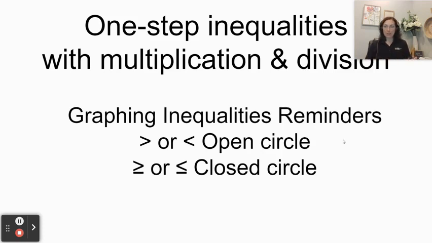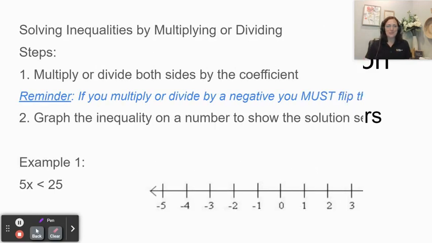In this video, we're going to be looking at solving one-step equations using multiplication or division. And just a couple of reminders before we jump in: if we have greater than or less than, we know that's an open circle on the graph. If we have greater than or equal to or less than or equal to, we know that's a closed circle. So let's dive into a couple of problems.